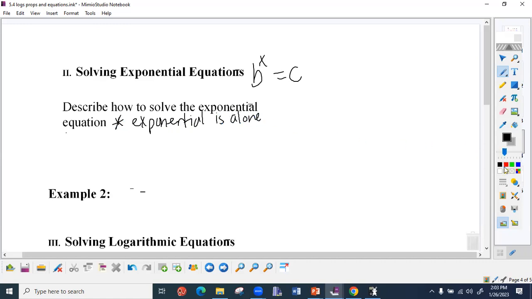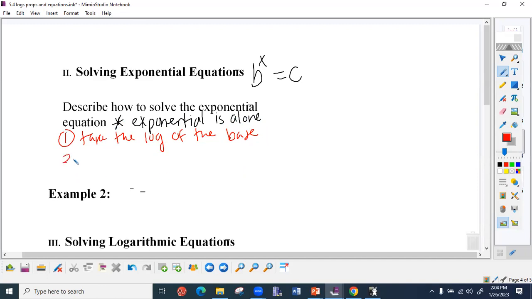Okay, you want to make sure your exponential is alone. And then once it is, we're going to follow these 3 steps. So step 1 is we're going to take the log of the exponential base. So we're going to take the log with the same exponential base.